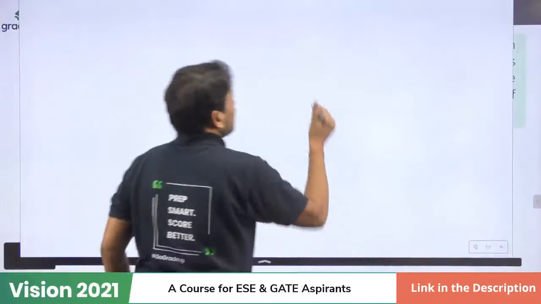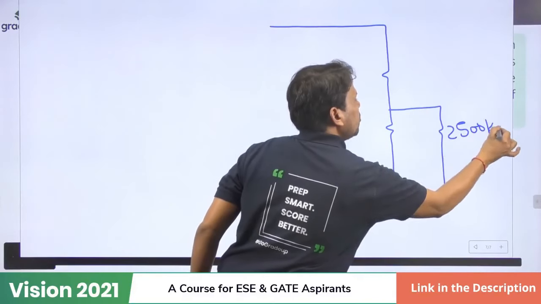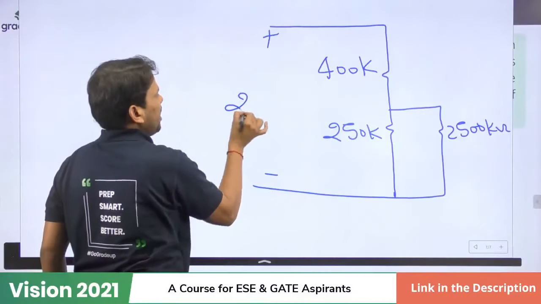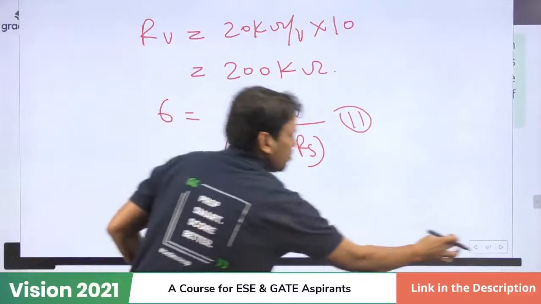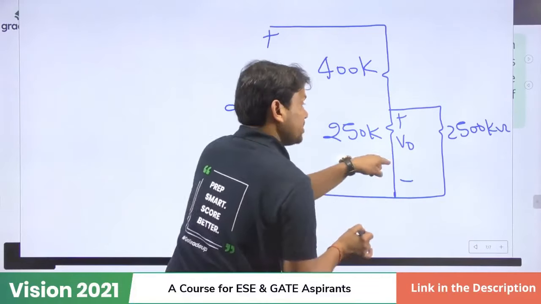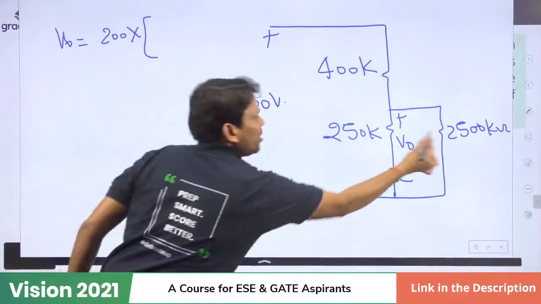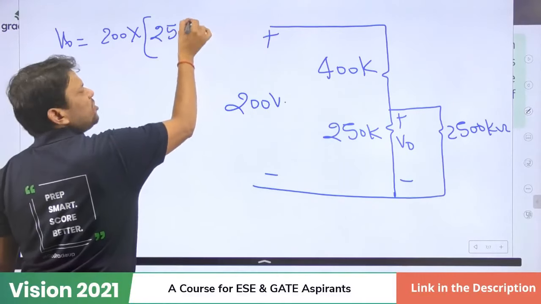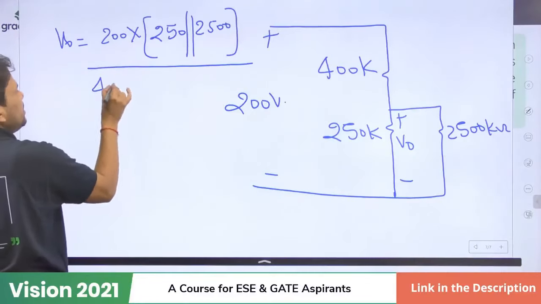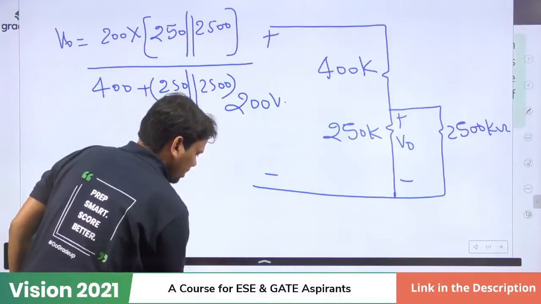Now dear friend, the previous example we can redraw in this form. That resistance is 2500 kilo, this resistance is 250 kilo, that resistance is 400 kilo, and here we have a supply of 200 volt. Now my dear friend, we want to measure that voltage. Here some voltmeter is connected. So the reading of the voltage V0 is nothing but 200 into the parallel combination of both. So I'm writing directly here 2500, all values in K, divided by 400K plus 250 parallel with 2500K.